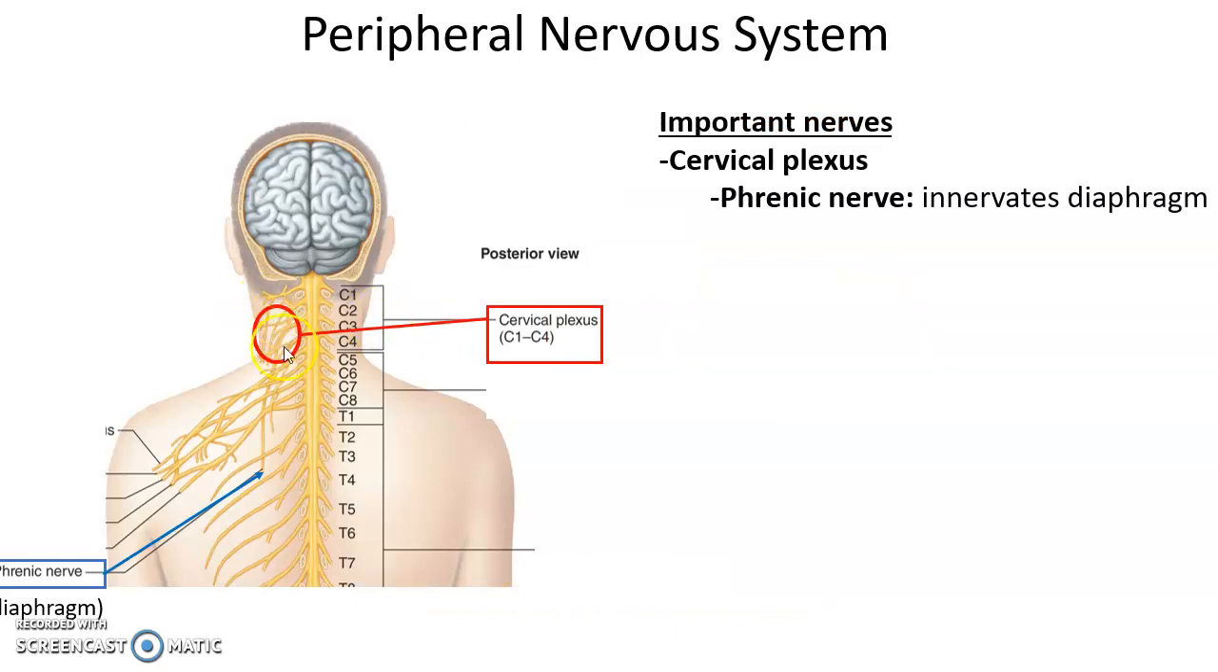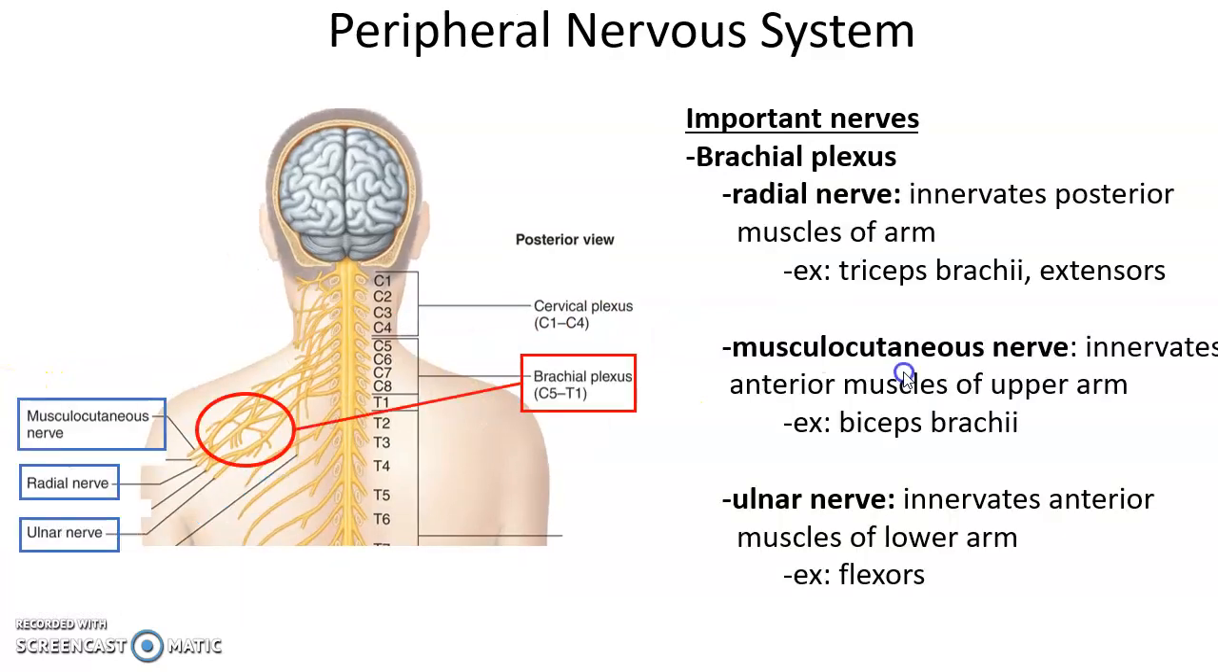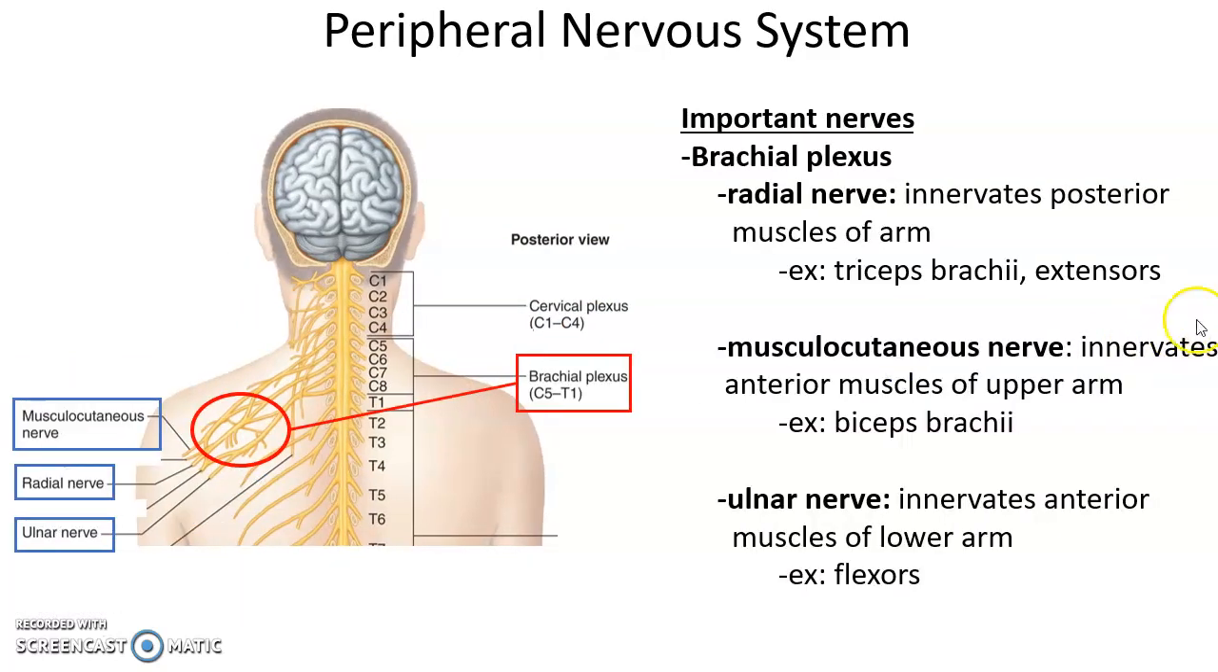So there's the cervical plexus in the neck. Coming off of that is the phrenic nerve that innervates the diaphragm. The phrenic nerve, important for breathing and innervating the diaphragm. We have the brachial plexus. The brachial plexus toward the shoulder area forms such nerves as the radial nerve that innervates the posterior arm muscles of the arms, the ulnar nerve that innervates the anterior muscles of the lower arm, and the musculocutaneous nerve that innervates the anterior muscles of the upper arm.